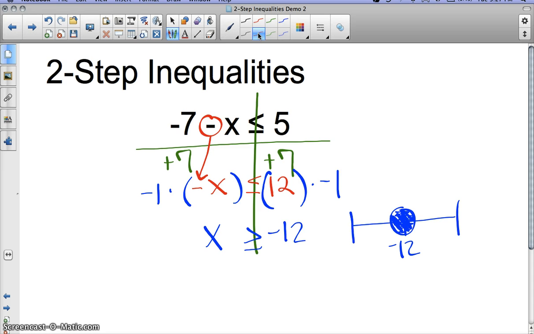And I'm not going to grab the highlighter this time, just for the sake of time. So plug in a number. I always like to plug in 0. Is 0 greater than or equal to negative 12? It is greater. So we need to head towards 0. Alright. Bam, just like that.